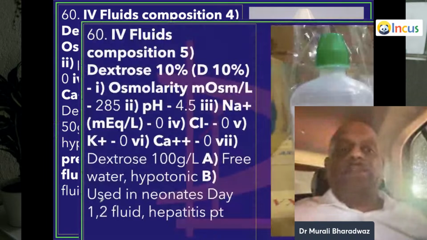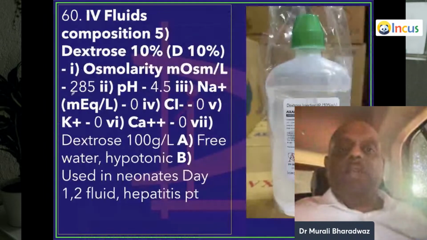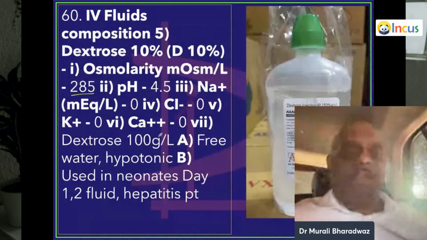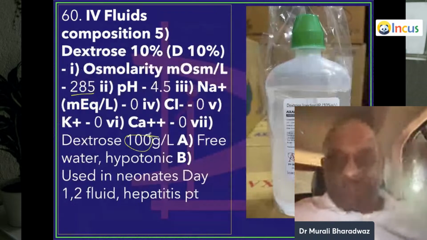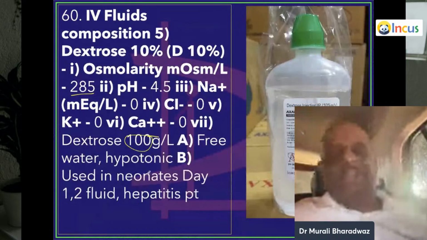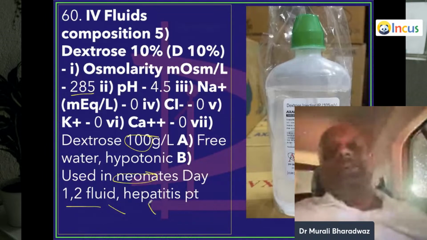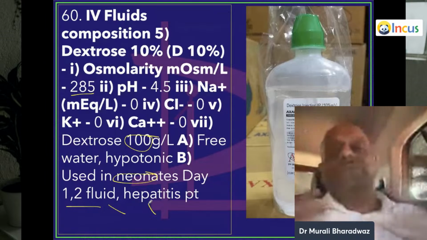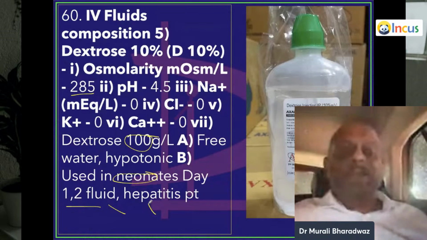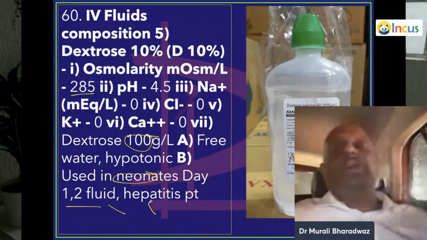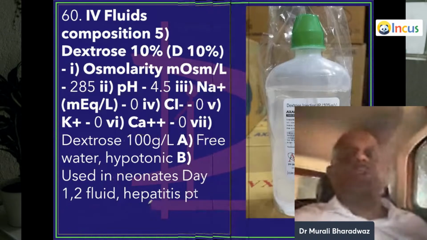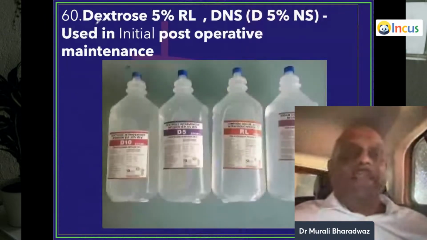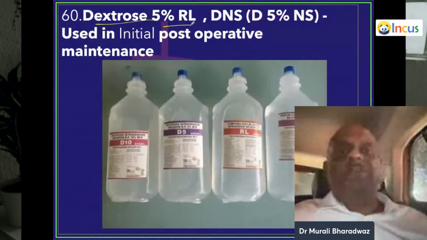10% dextrose has 285 as osmolarity, 100 grams per liter of dextrose. And for neonates who are day 1, day 2, who require fluid, or hepatitis patients, because if the liver is damaged you go into hypoglycemic episodes, there 10% dextrose is the fluid of choice, is what you need to know.